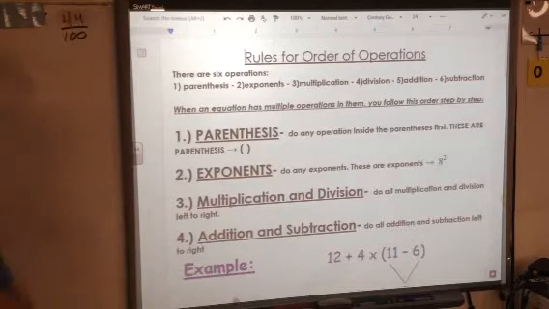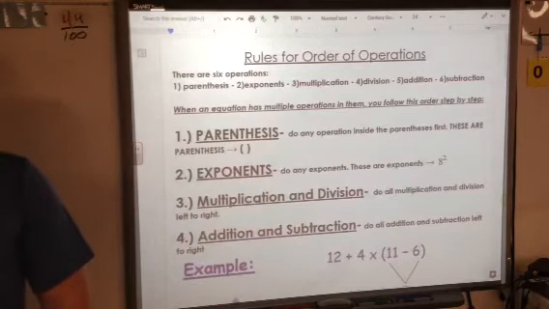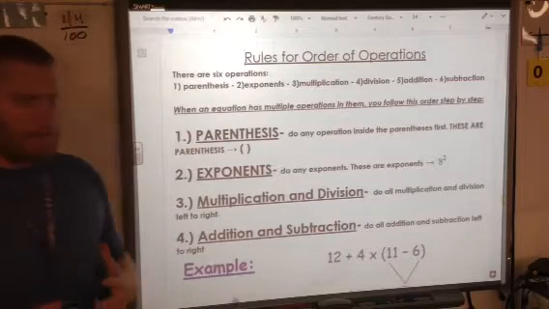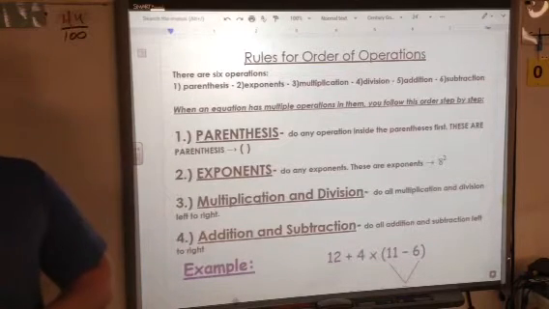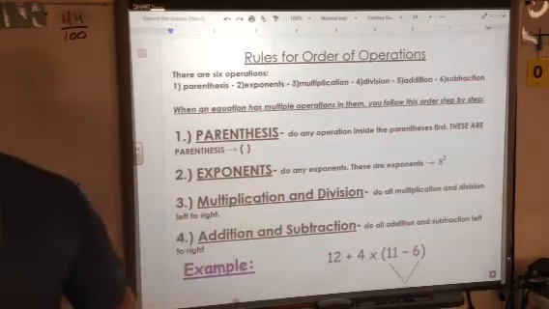Then lastly, we finish with addition and subtraction. Much like our last step, addition and subtraction fall in the same step, same order. So if we have addition and subtraction in an equation, we have to perform it left to right.